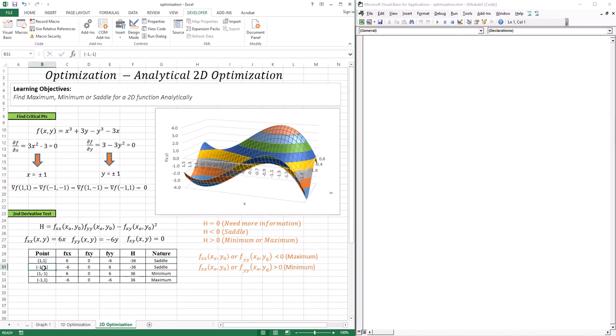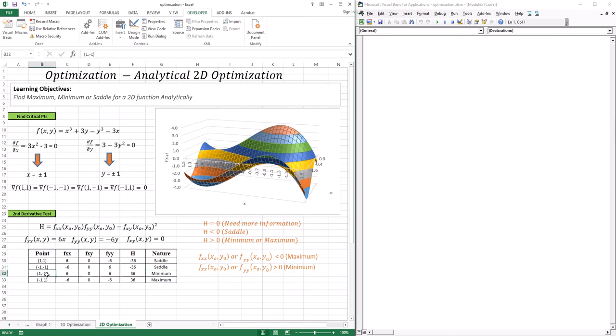Now for -1 and -1, if I have -1 here, this is going to be -6. This is still 0. And if I have -1 here, this is going to turn into a 6. So it's going to still give us -36. So again, we have another saddle since h is less than 0.